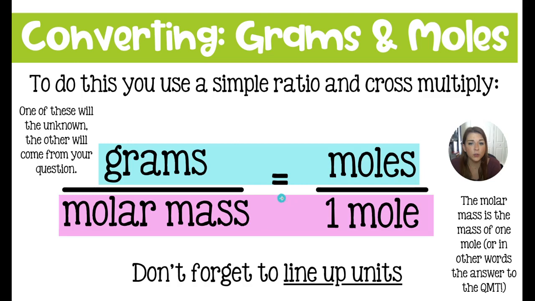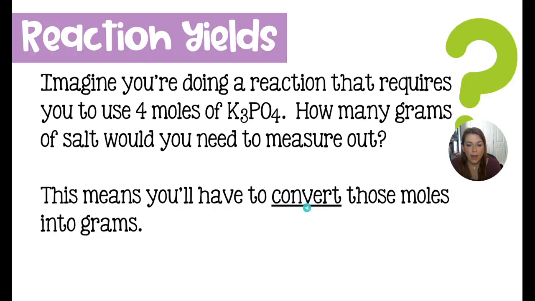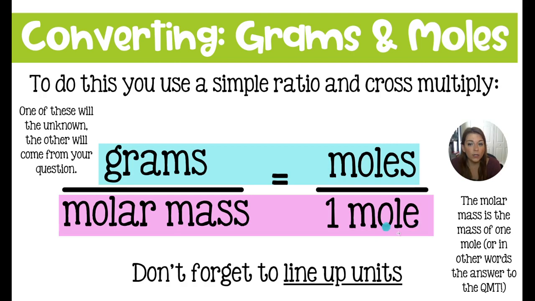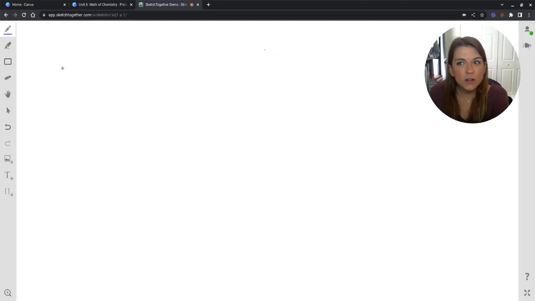It's important to line up your units. You can either line them up horizontally like I have here, or you can line them up vertically. It's just important that the molar mass never gets multiplied by the value of 1 for the moles, because that's the only wrong way to set this up. So to figure out how many grams I would have if I had 4 moles of potassium phosphate, I have to figure out the molar mass of potassium phosphate.